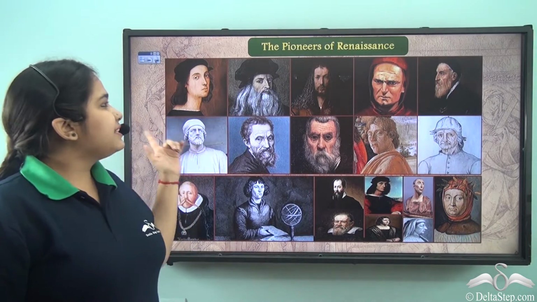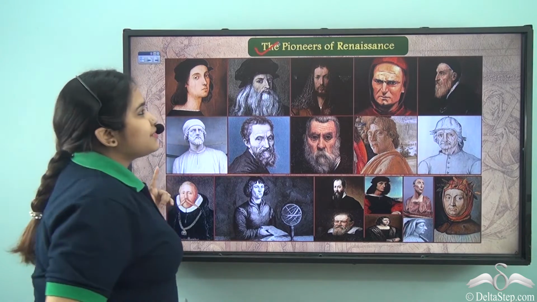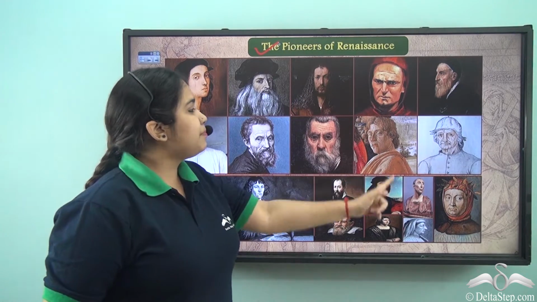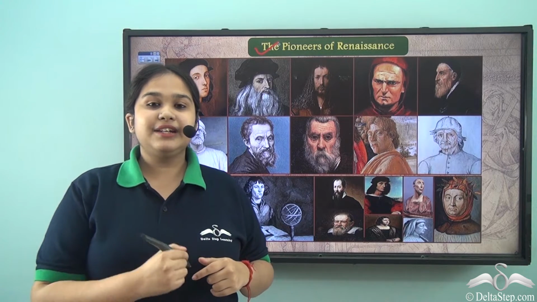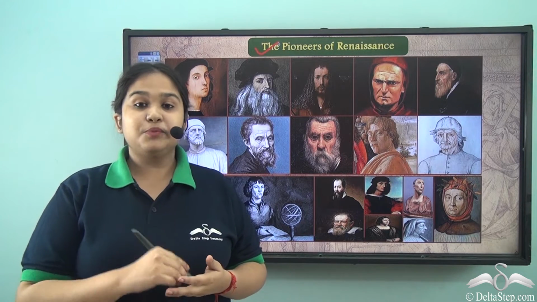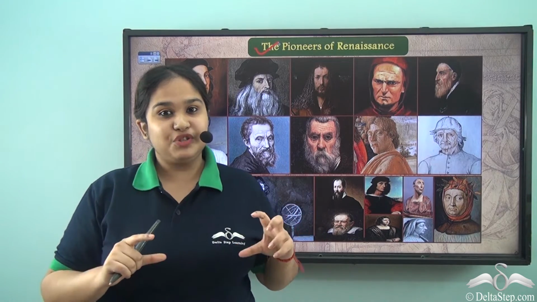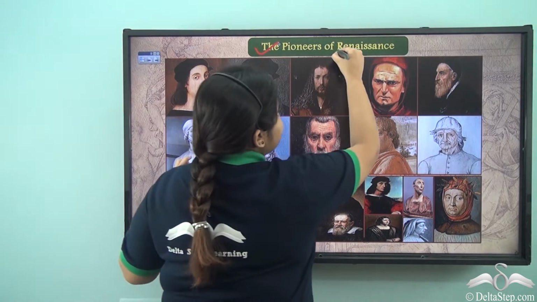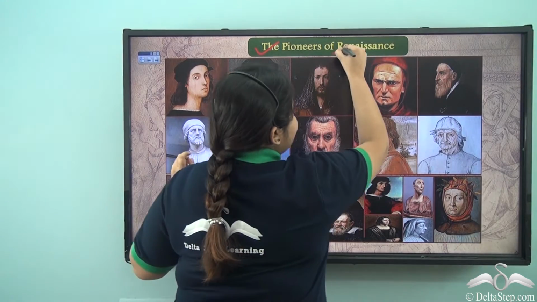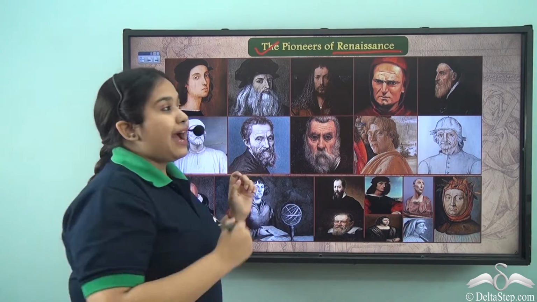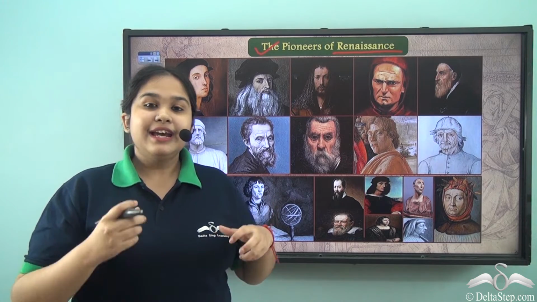So if you take a look at the screen again, you will see the pictures of the pioneers of the Renaissance. So these were the people who created all of these things. Now the interesting fact here is that all of these things were created in one period of time in history. And that period is known as the Renaissance, right?